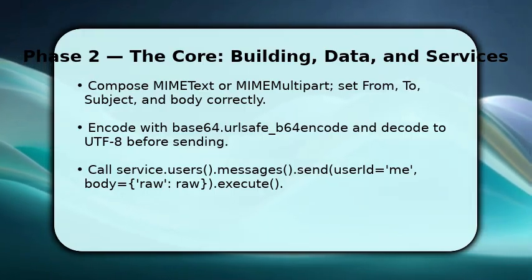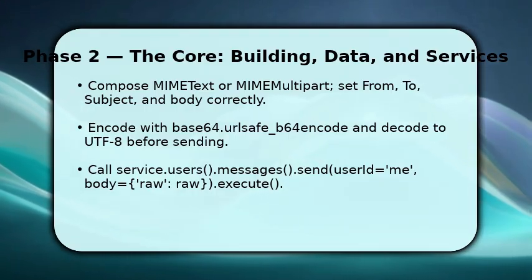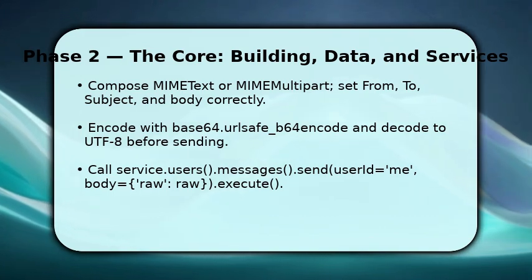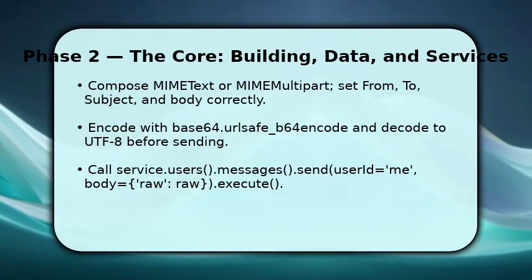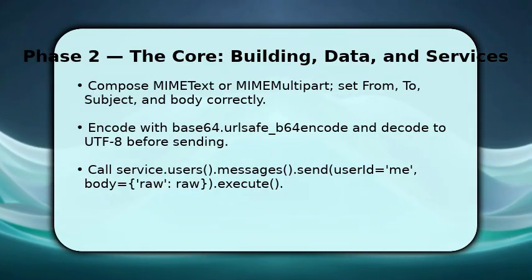Next, build the Gmail service with credentials and call service.users().messages().send(userId='me', body=raw).execute(). If successful, the API returns an ID, log it so you can track delivery and retries.